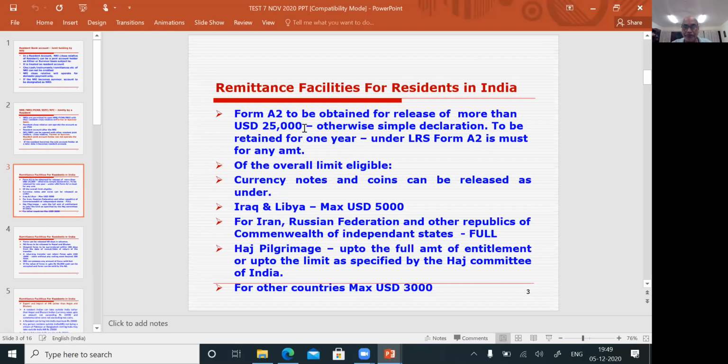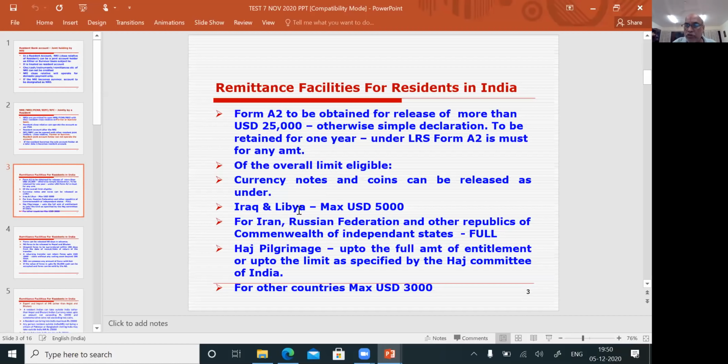Okay, sir. Now, how much can you release? Whatever Reserve Bank of India says, today it is 2,50,000. Beyond that, if you want, you should get the permission. Okay, now how much can you take in foreign currency notes? That is the question. Out of the forex eligibility, how much can you take in foreign currency notes? Of the overall limit eligible, currency notes and coins can be released accordingly.